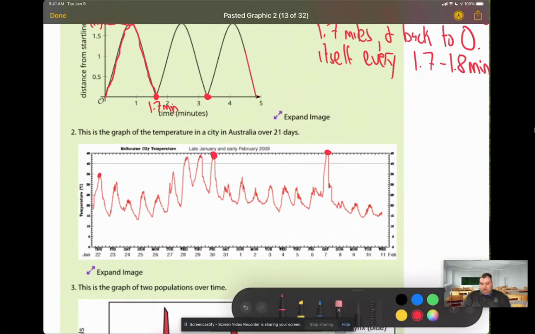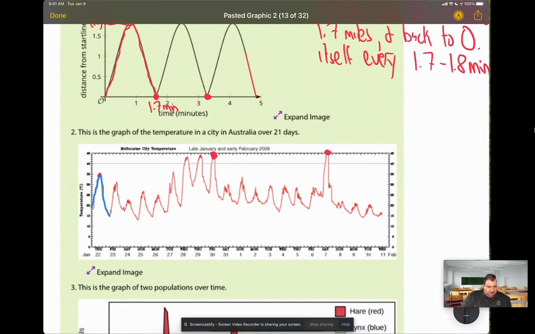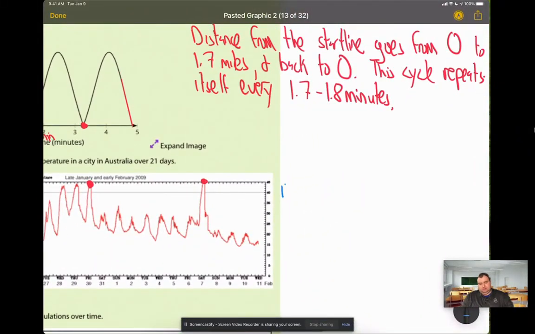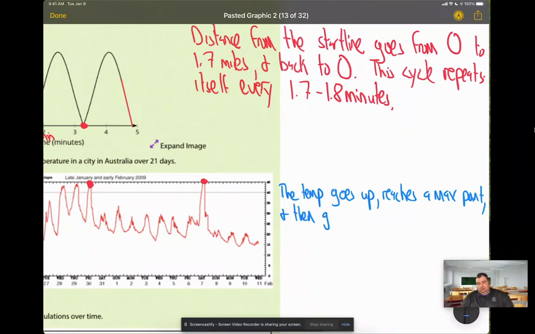Let me change the color here. So it goes up and then it goes down at the end of each day. And then it goes up and then it goes down. Okay? And that's about every day. Okay? So the temperature goes up, reaches a maximum point, and then goes down.